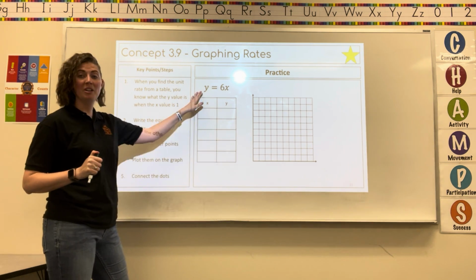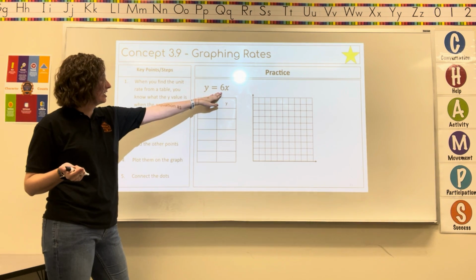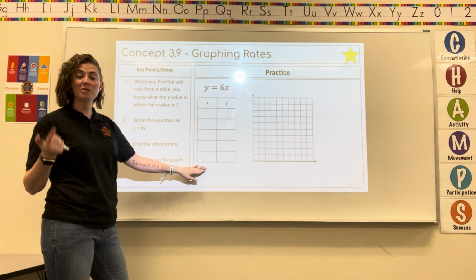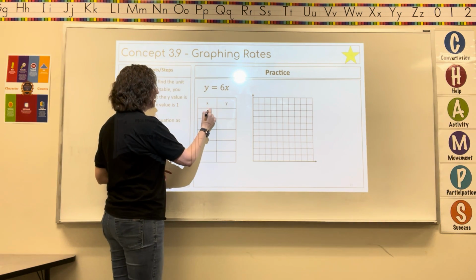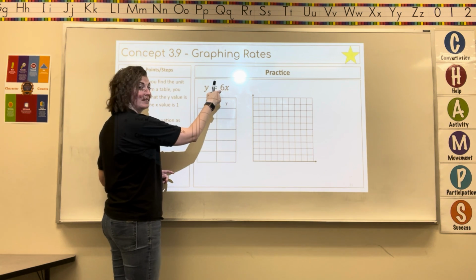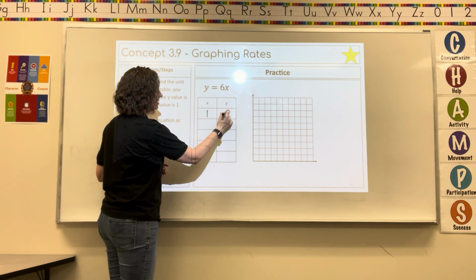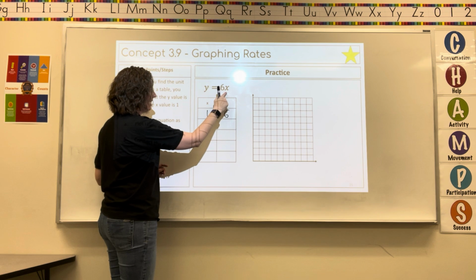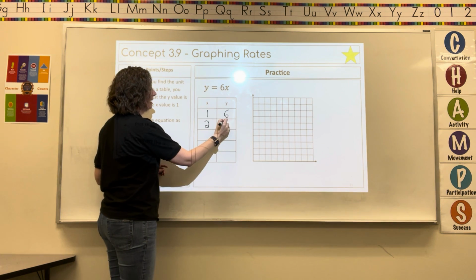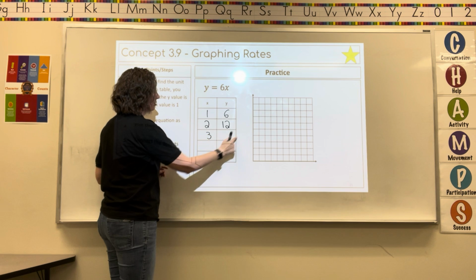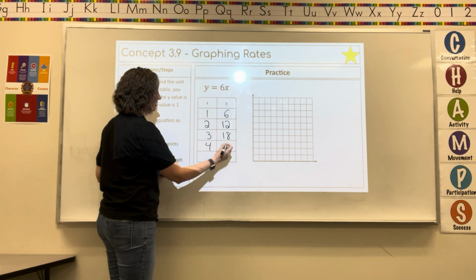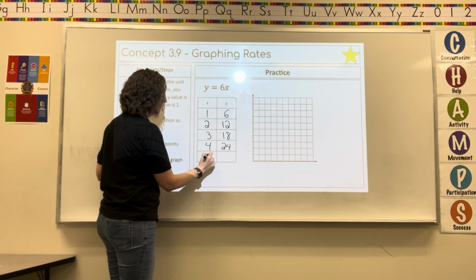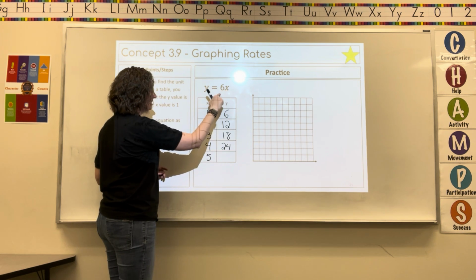So according to our equation, our unit rate is 6. So any value of x is going to be multiplied by 6 to get our y value. So if I plugged in 1 for x, 1 times 6 is 6. If I plugged in 2 for x, 6 times 2 is 12. 3 times 6 is 18. 4 times 6 is 24. And 5 times 6 is 30.